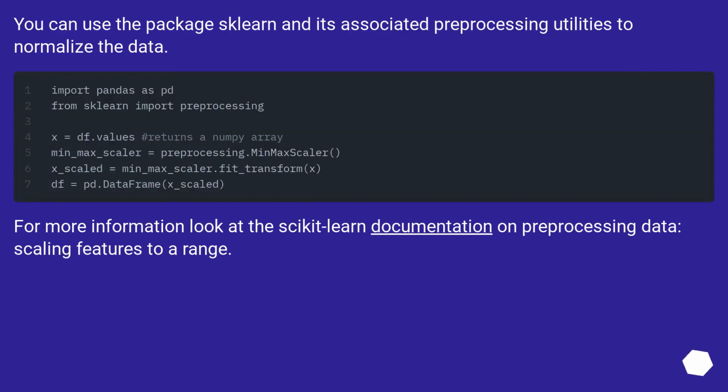You can use the package sklearn and its associated pre-processing utilities to normalize the data. For more information, look at the scikit-learn documentation on pre-processing data, scaling features to a range.